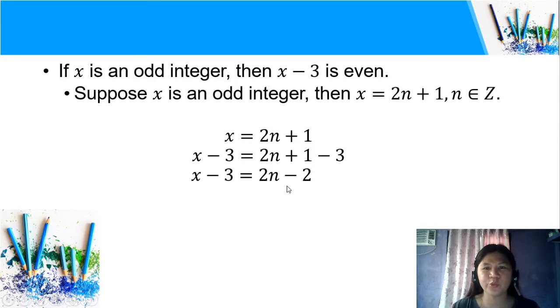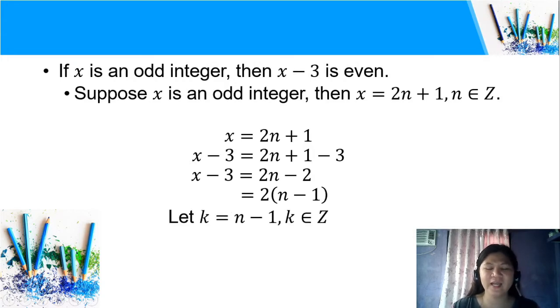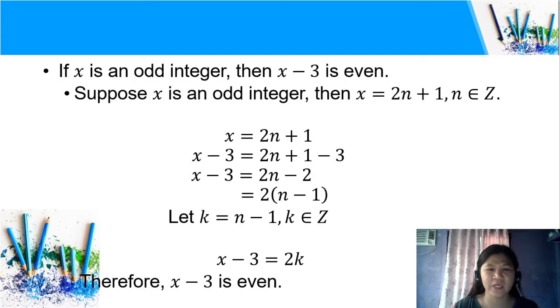Then we factor out 2 to determine whether the right side of this equation is an even or an odd integer. So we determine the common monomial factor, which is 2 times n minus 1. And then let k be equal to n minus 1, where k is any integer. So we could replace n minus 1 with k such that x minus 3 is equal to 2k. Hence, we could deduce that x minus 3 is even. So, this is the way we use direct proof in proving this proposition.